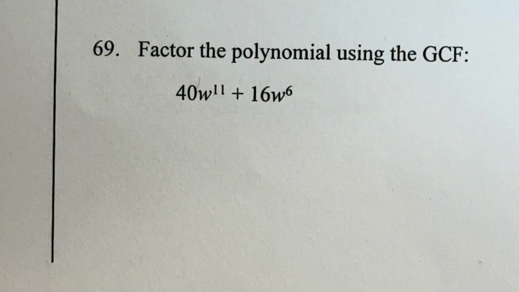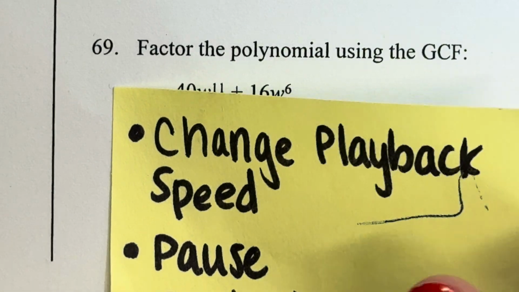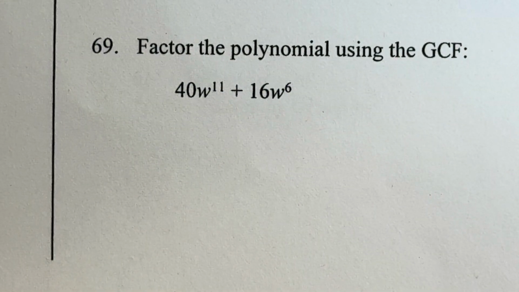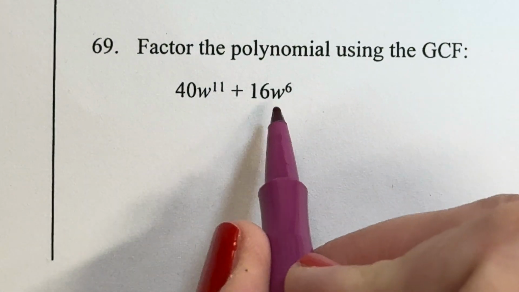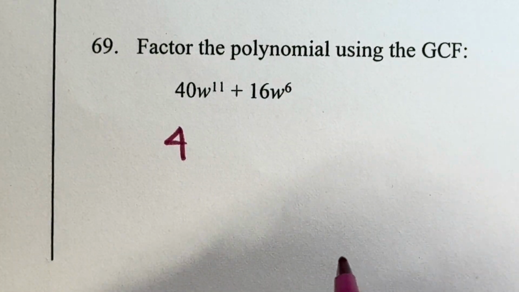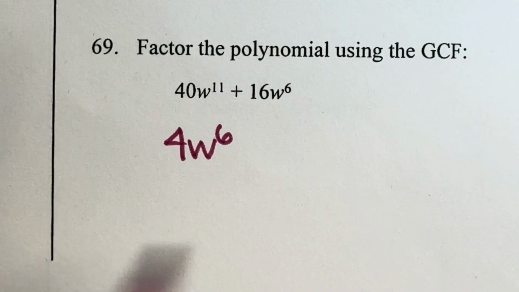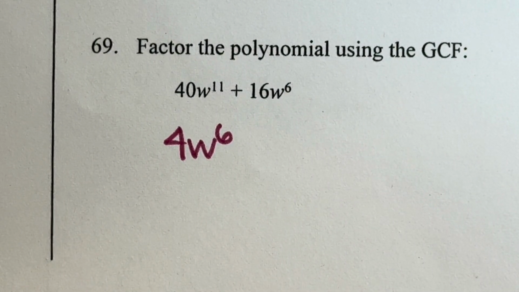Same thing here. Don't be afraid to hit pause. Try this without me. The largest number that can go into both of these, 16 does not go into 40, so I believe the greatest common factor is going to be 4, and they both have at least 6 of those w's in common.